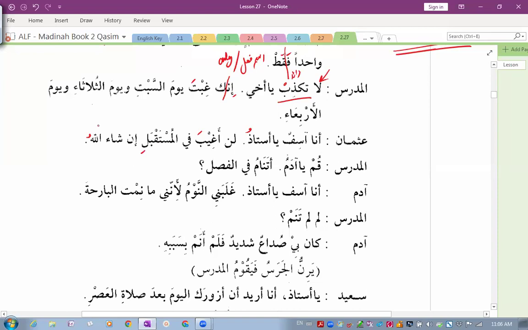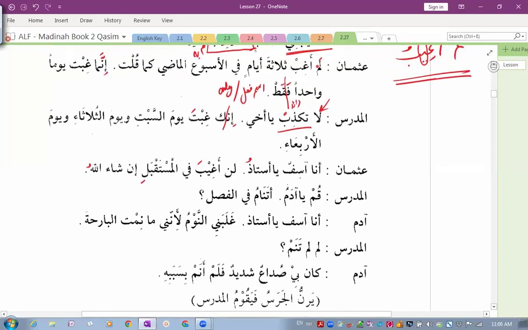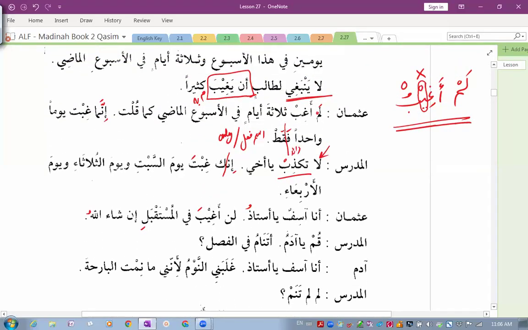Yes. So over here, lam aghib, and then lan aghiba. Why is the ya not dropped here? Because there is no iltiqa sakinain. That's correct. Yes, mashallah. So lan makes fiil mudari mansoob, it makes it mansoob. So lan made it aghiba.